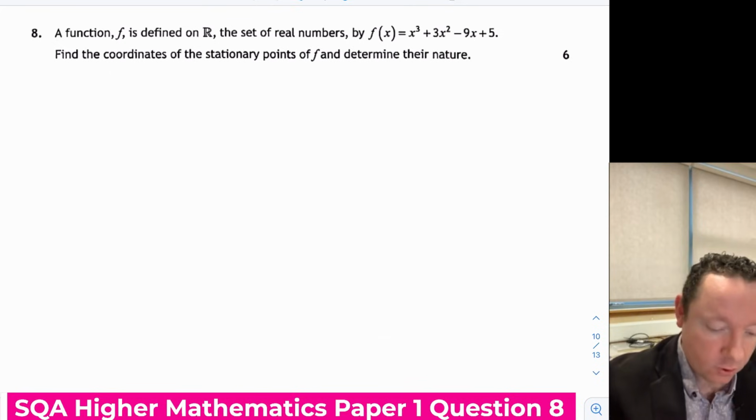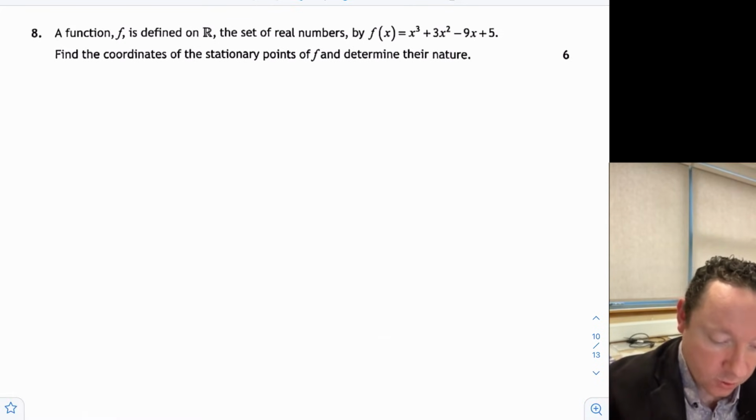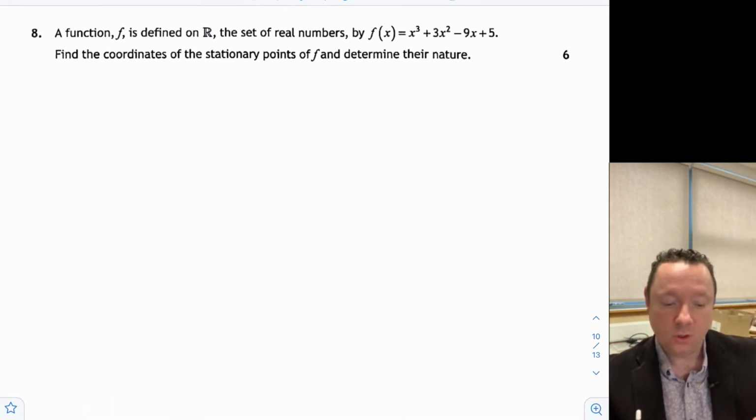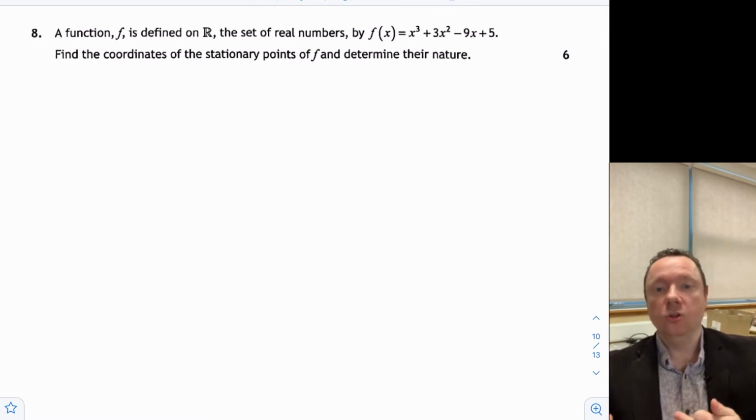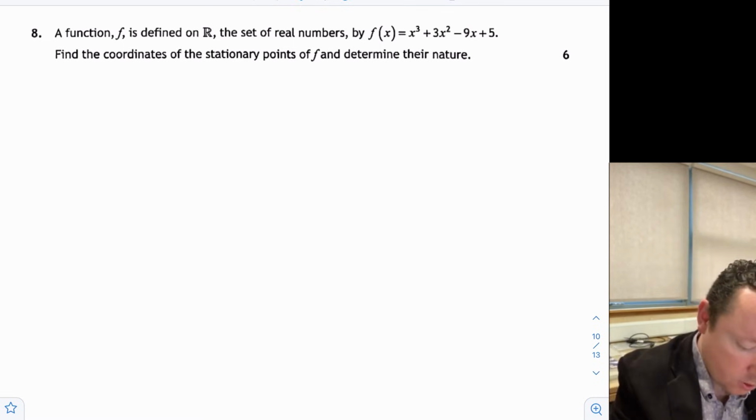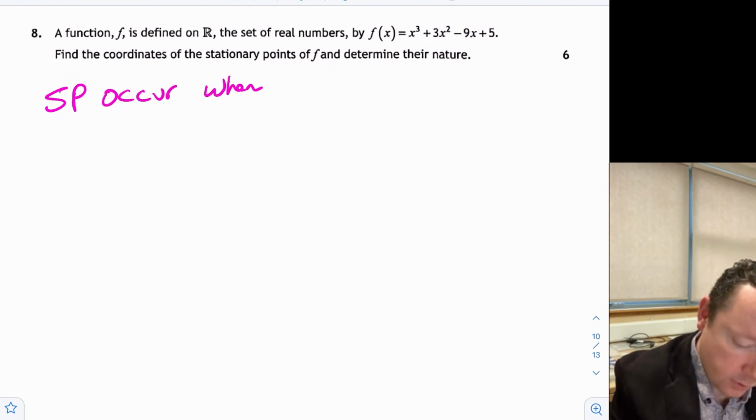SQA Higher Maths 2023, paper 1, question 8. A function is defined on the set of real numbers by f(x) equals x cubed plus 3x squared minus 9x plus 5. Find the coordinates of the stationary points of f and determine their nature. Stationary points means derivative equal to 0. So we can write, stationary points occur when f dash x equals 0.